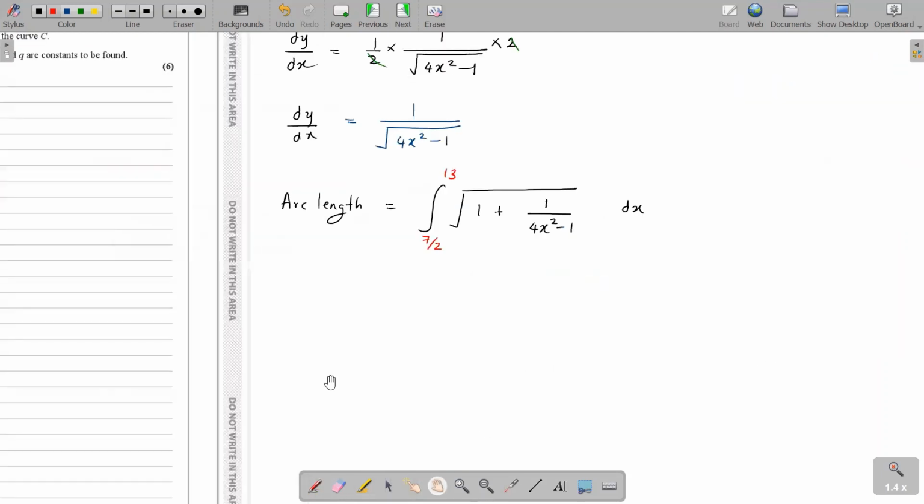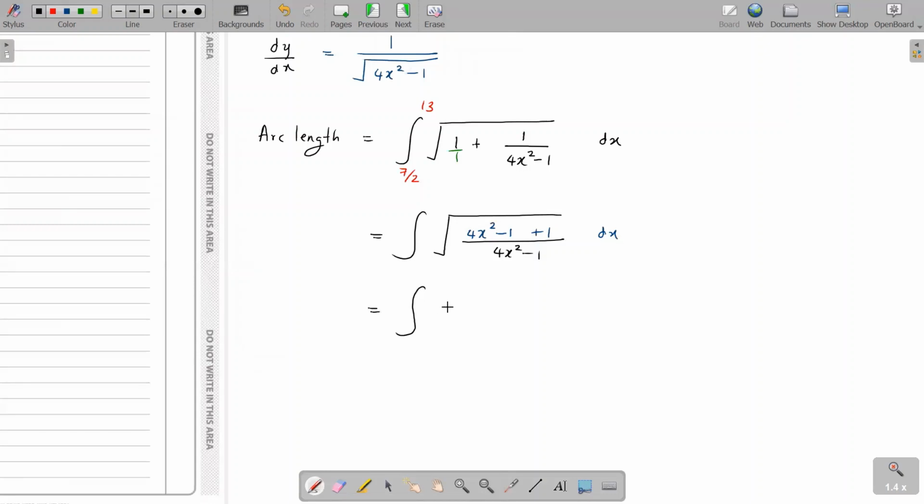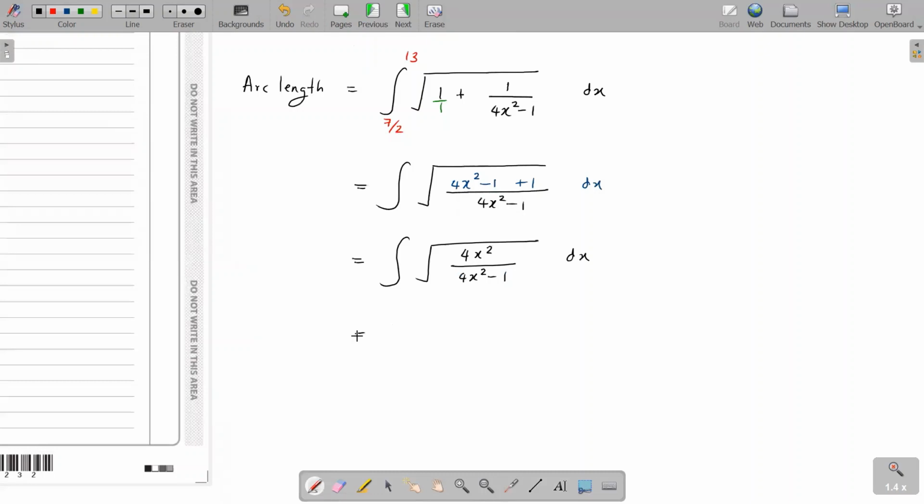Okay, so now it's up to us to simplify this and integrate. So shall I take the common denominator? We can take 4x squared minus 1 as the common denominator. So this is 1 over 1, which means the top one multiplies entirely with 4x squared minus 1, plus 1, with respect to x. So I get here the integration of root of 4x squared over 4x squared minus 1 with respect to x. Then we can simplify this: the 4x squared in the numerator, we can take it out as 2x over square root of 4x squared minus 1 with respect to x.